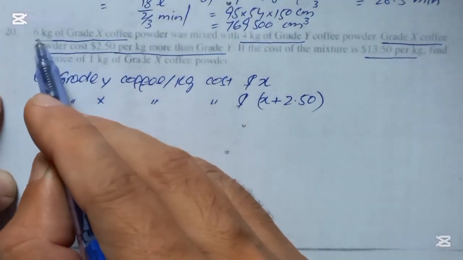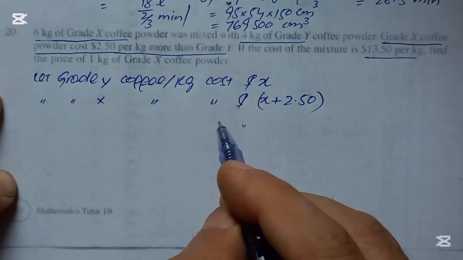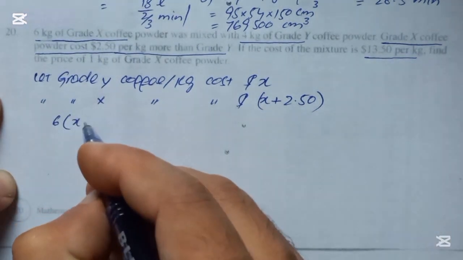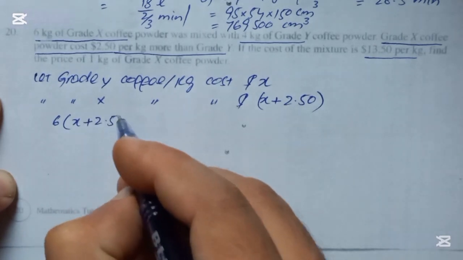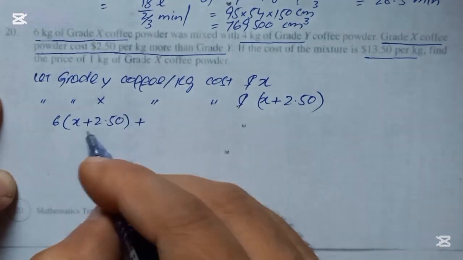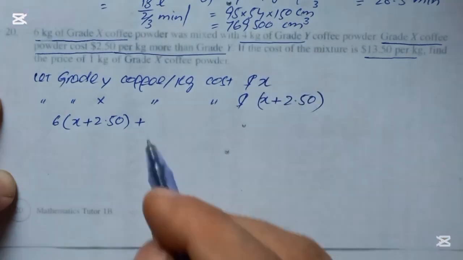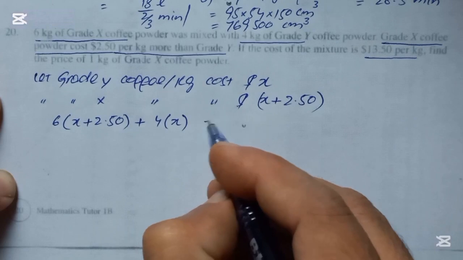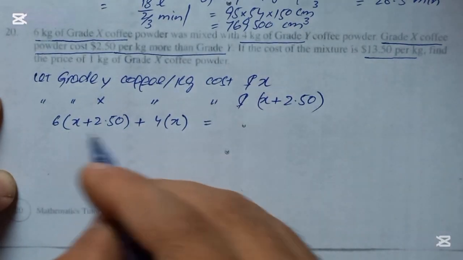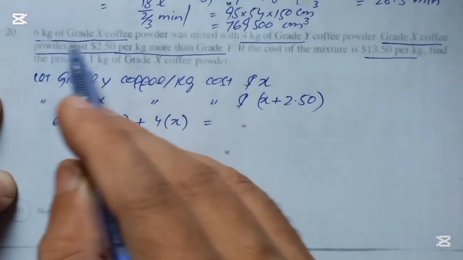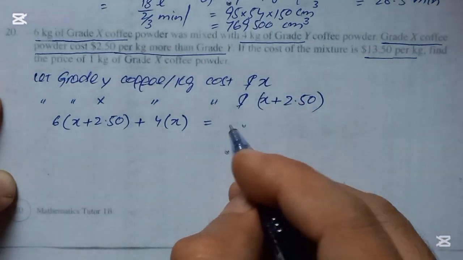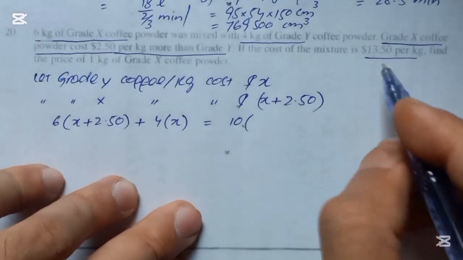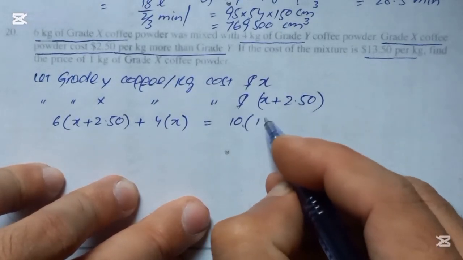And there are 6 kg of grade X coffee, so 6 into (x plus $2.50), plus 4 kg of grade Y, so 4 into x. So this is the mixture now, and in the mixture there are 10 kg, because 6 kg of X and 4 kg of Y are going to be mixed. So 10 kg is the mixture whose cost per kg is given, that is 13.50.